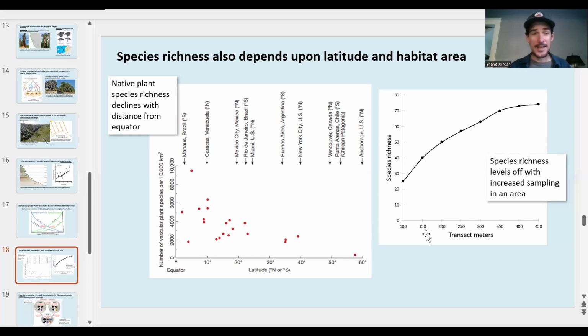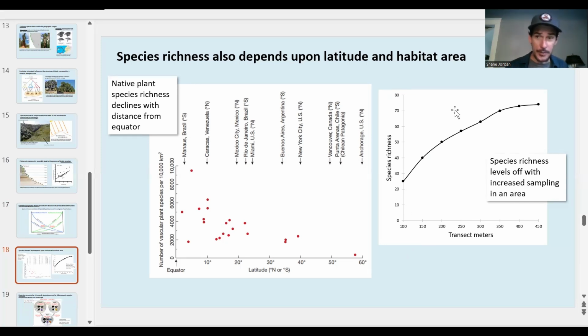Likewise, we can look at the fact that habitat area, or the amount of suitable habitat, really can dictate the amount of species richness that can occur in a particular spot. So, for example, if we were to go out and look at 100 meters of habitat, we might find, say, 25 species. If we were to look at 250 areas of suitable habitat, we might find twice that number of species. But as we start to look at more and more area of suitable habitat, the number of species starts to level off. And so the relationship between habitat area and species richness is not necessarily linear.